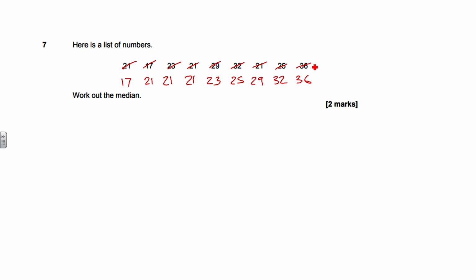We then look for the middle. Now if we've got 1, 2, 3, 4, 5, 6, 7, 8, 9 numbers, 9 plus 1 divided by 2 is going to be equal to 5. So the fifth number is what we're looking for. Alternatively, of course, you can cross off 1 from each side and so you're left with 1 in the middle.